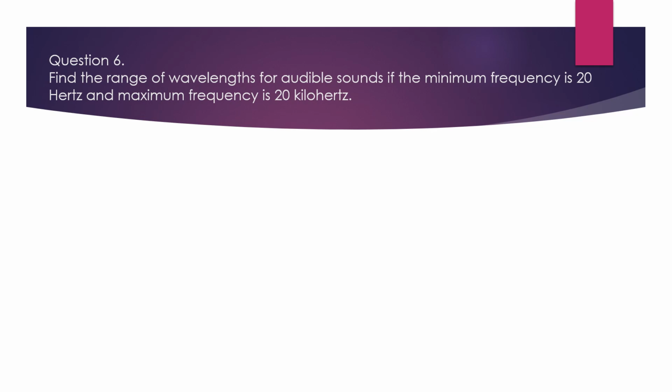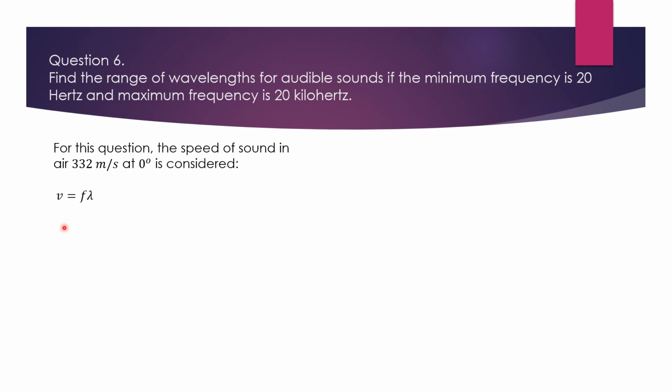Question 6. Find the range of wavelengths for the audible sounds if the minimum frequency is 20 Hz and the maximum frequency is 20 kHz. Since the speed of sound is not specified here, we will take the speed of sound at 0 degrees centigrade. So it is 332 meters per second. V is equal to F lambda is the formula. Making lambda, the wavelength, the subject of the equation, this becomes lambda is equal to V over F.